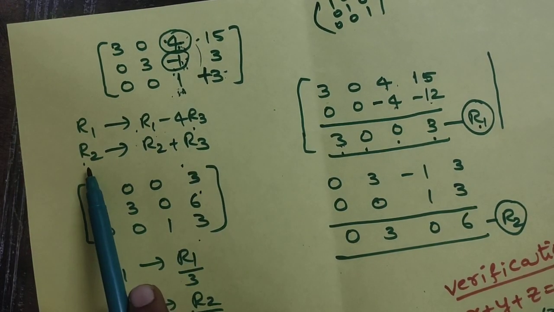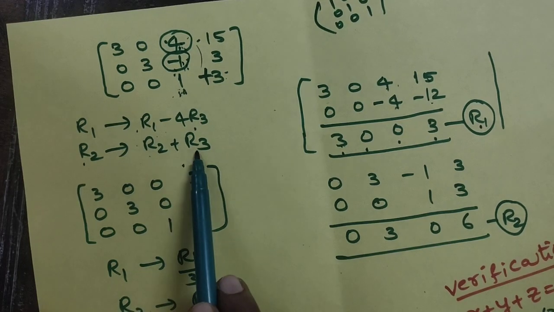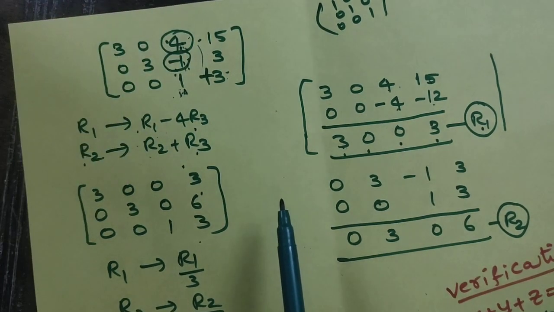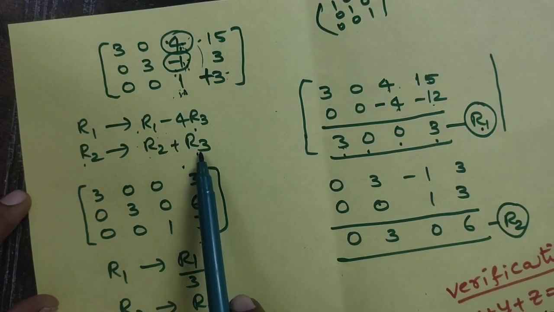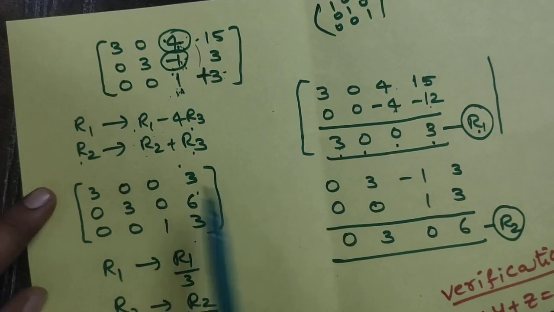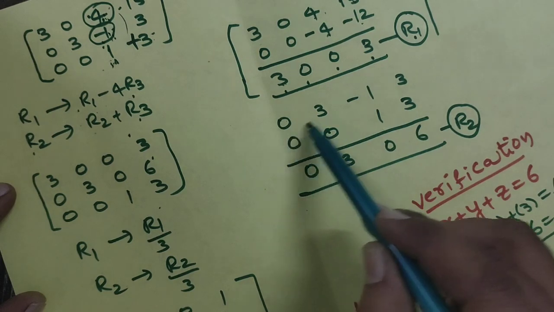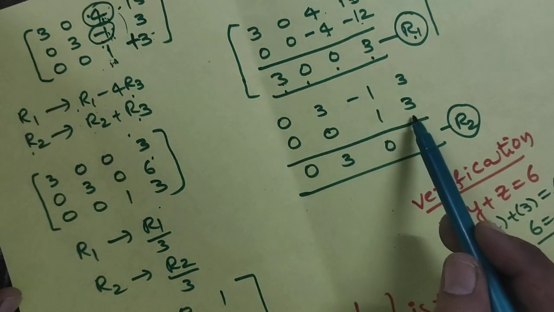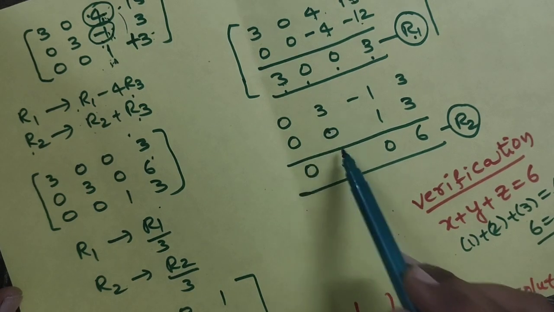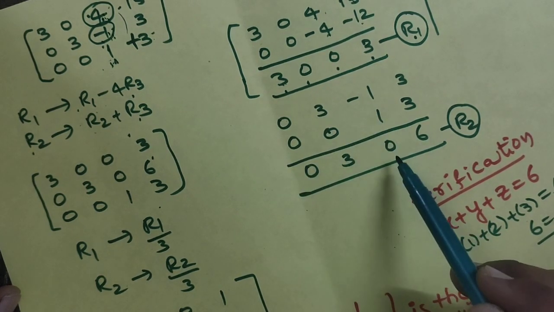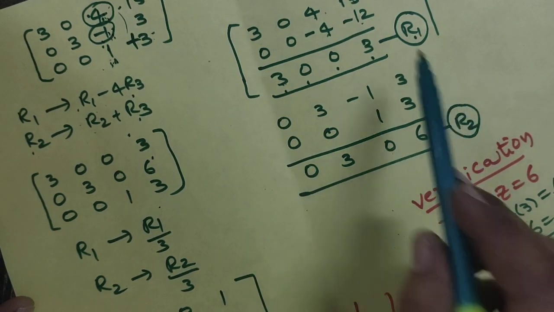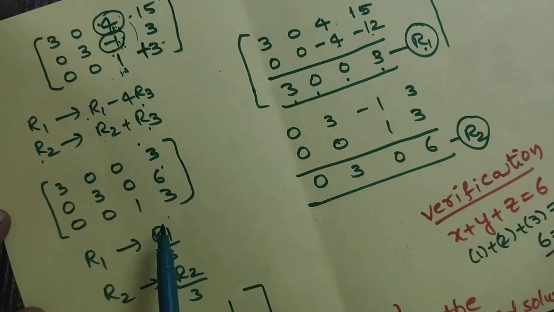And next we are changing R2. R2 plus R3. What is R2? 0, 3, minus 1 and 3. And next plus R3 we are adding. That is what? Writing here R2 and R3 is 0, 0, 1 and 3. For that 0, 3 plus 0 is 3, minus 1 plus 1 is 0, 3 plus 3 is 6. Write this in R1 and R2 places.